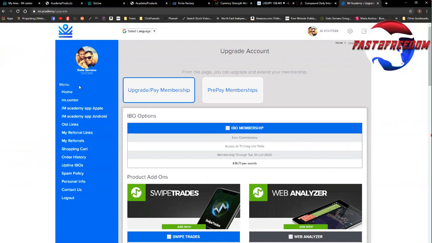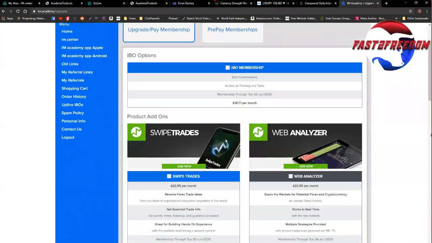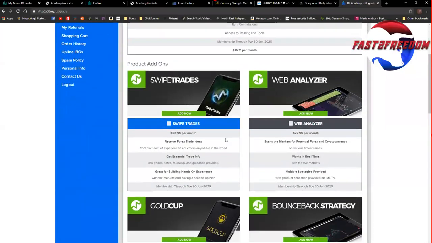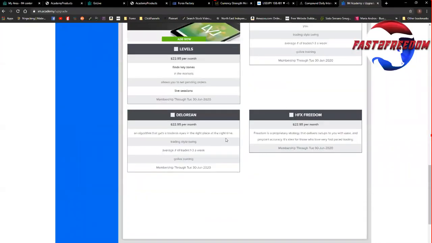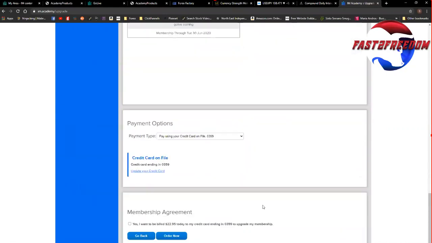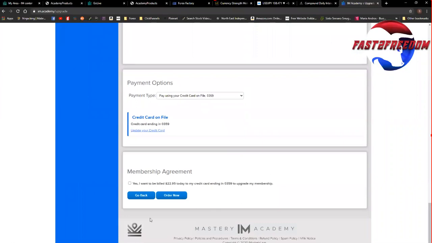All right, so you're going to go to your back office and you are going to go to shopping cart, which I already had open. What you want to look for, it's probably not on here because I've already purchased it, but it will show. It should be on the bottom right next to HFX Freedom. Just click it, put in your information, and then order now. Yes, I want to be billed, $29.95, order now.